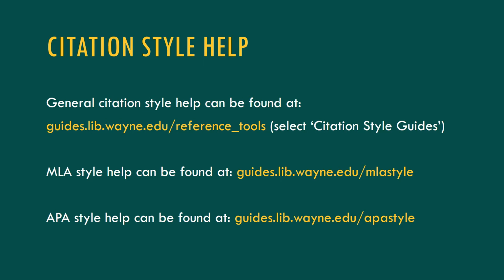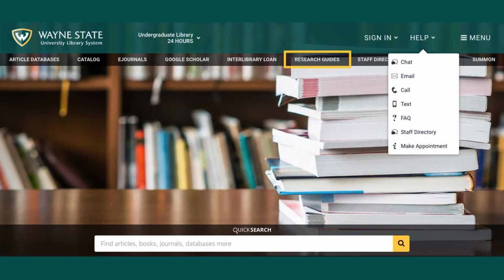You can find online citation style help through the Wayne State Library by going to the research guides located at these addresses. You can also search for them by selecting Research Guides in the Quick Links menu on the library homepage. If you need more assistance, use Help on the library homepage to contact a librarian 24/7 through chat, email, phone, or text.